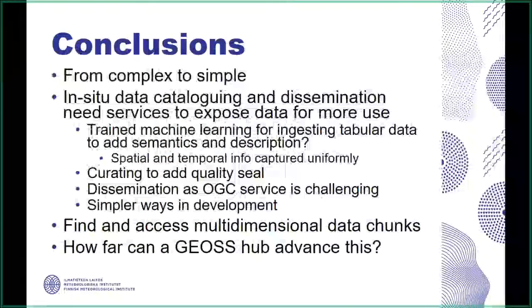And that's the conclusion. So we have to go from complex to simple, and in situ data cataloging and dissemination would need a service where this data can be put. I think that's something where we should see how we can in GEOSS do something about that, because I think that is easier done as one solution and then federated in many places, rather than everybody trying to do their own solution. That's maybe the main message. Thank you.